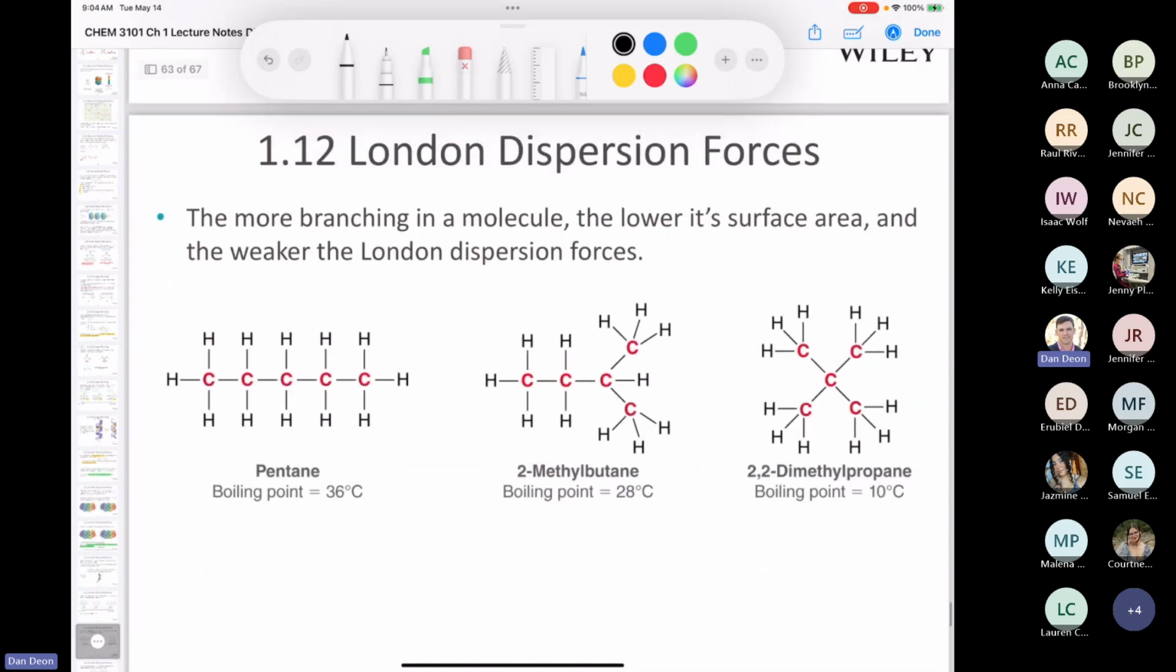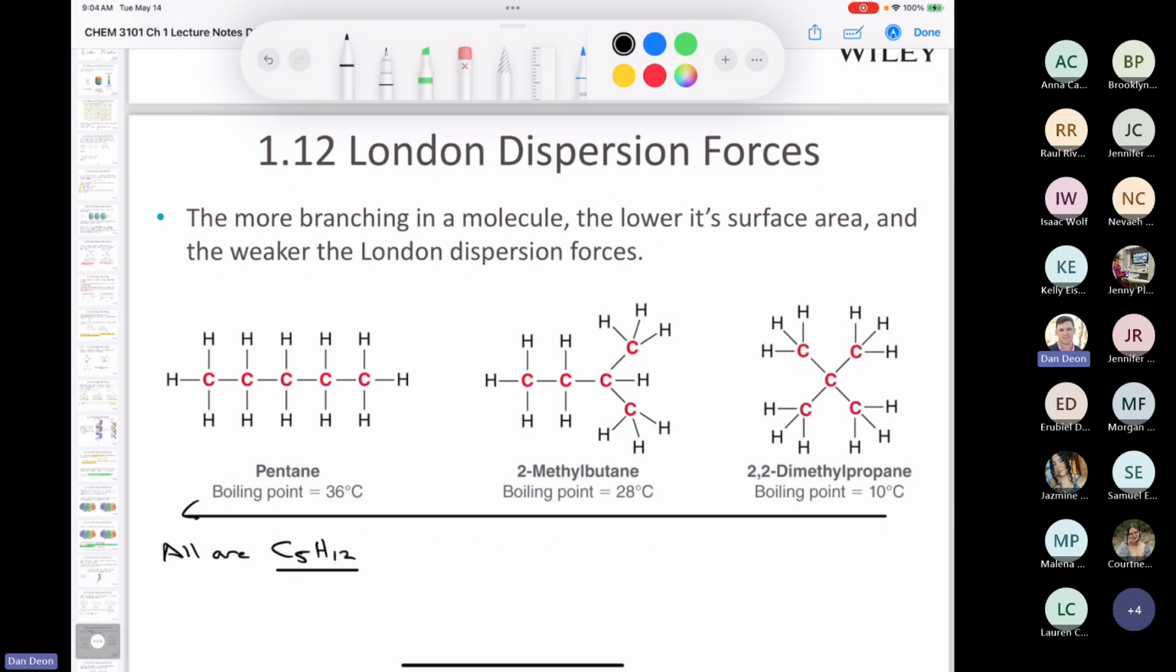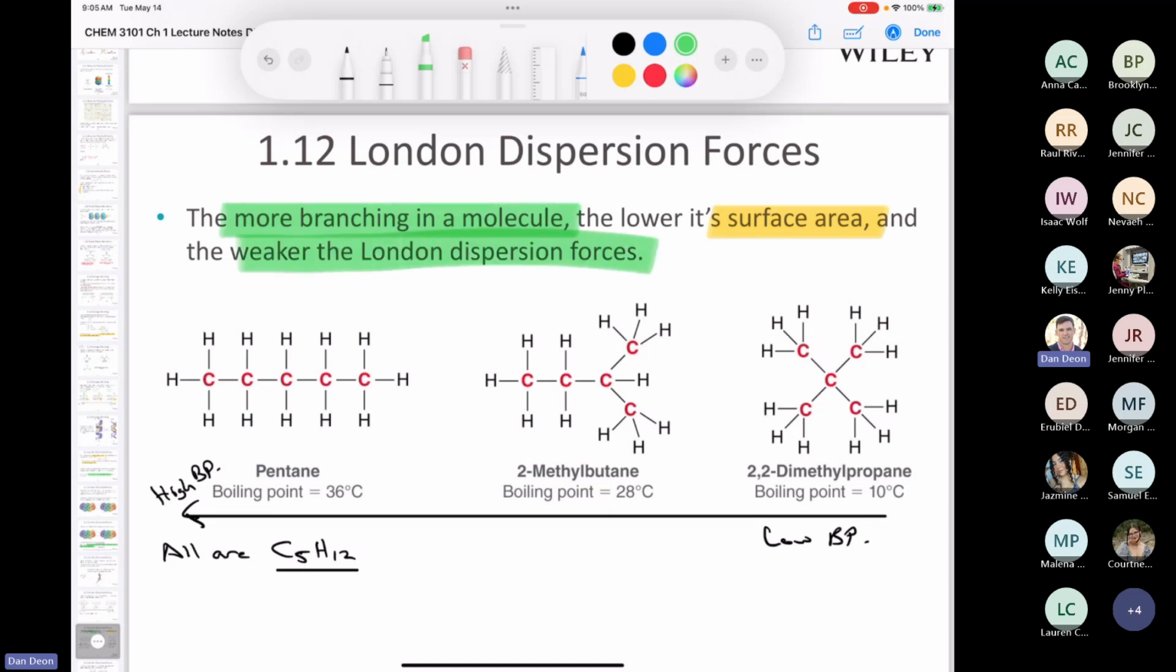We also see the same thing here. All of these molecules are C5H12. They have the same molecular formula, so they're isomers, but you notice that the boiling point decreases. Over here, high boiling point, and then down here, low boiling point. Like I told you, the more surface area you have, the greater the London forces. It means if you have more branching in a molecule, you're going to have weaker London dispersion forces.